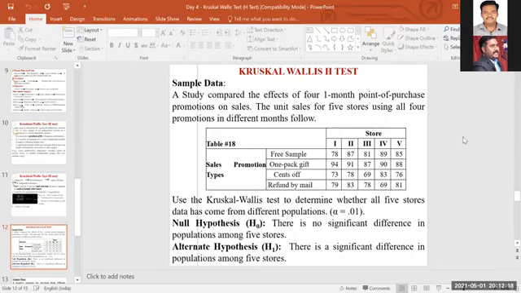But the data given in the PPT now, they're asking you to test, see the last line, use the Kruskal-Wallis test to find out whether there is any difference in the sales in different populations, all the 5 stores. So they're asking you to measure the dependent variable only on the one independent variable called store. So that's why we have taken the hypothesis as: there is no significant difference in population among 5 stores; there is a significant difference in population among the 5 stores.